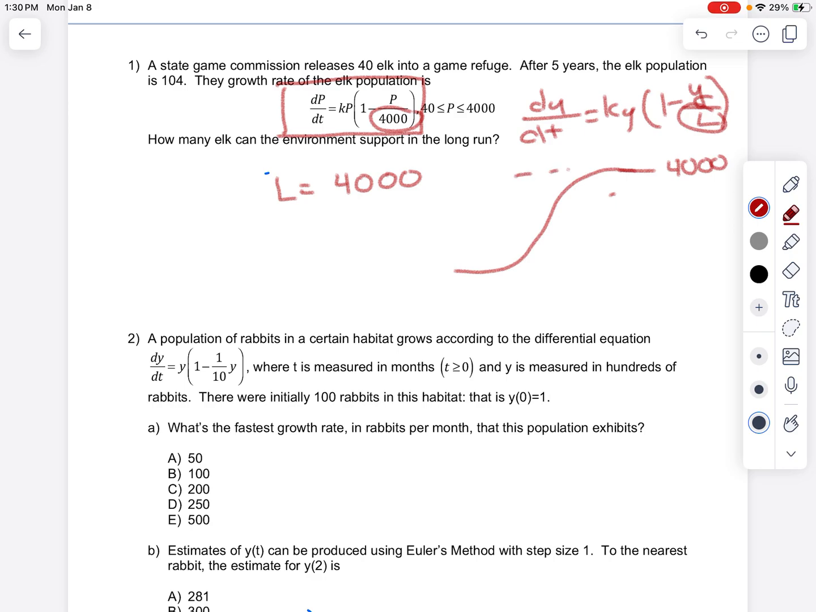Now, this is really a horizontal asymptote on the graph, that 4,000. It doesn't mean that the graph can't go above or below, right? We can cross over horizontal asymptotes, but if it goes a little bit above, that means that there's not enough resources, so it's always going to go to 4,000. So it's just in the long run, what are we approaching?